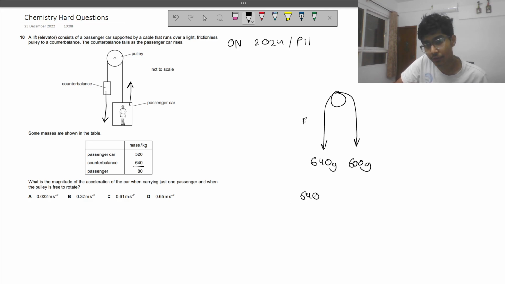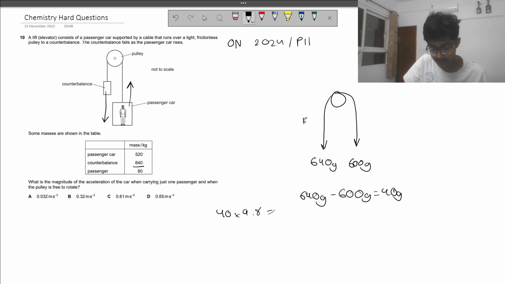So 640 g, where g is the gravitational field strength again, minus 600 g will be equal to 40 g. And if we just do that, we get 40 times 9.8, which is equal to about 392 newtons. So this is the resultant force. And now we can use a simple formula. We can use force equals mass times acceleration.